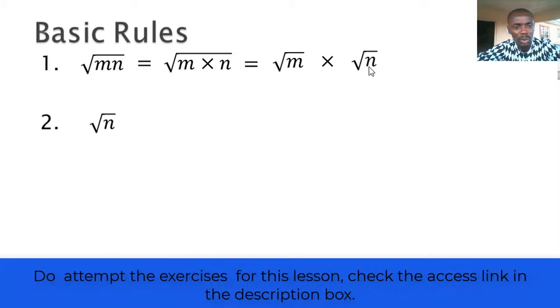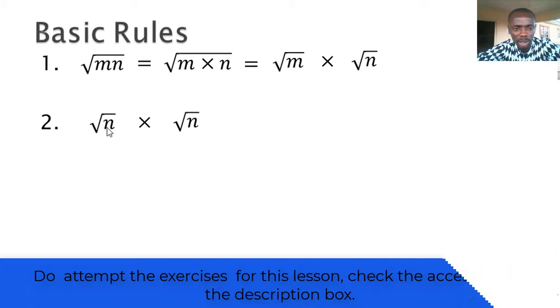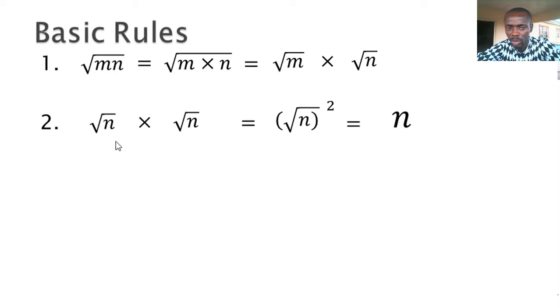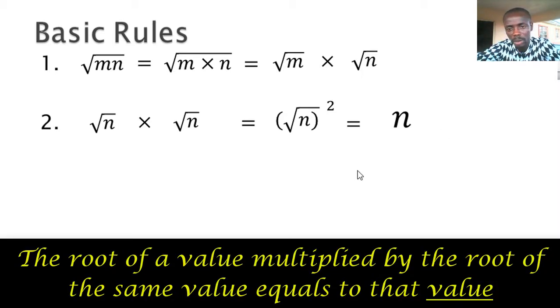The second one, when you're having something like root n multiplied by root n. So when you're having a root of a number multiplied by the root of the same number, it can also be expressed as n. So take note of that. Root n multiplied by root n will give n. So root a multiplied by root a will give a. So root of a value multiplied by root of the same value, the answer is that value.